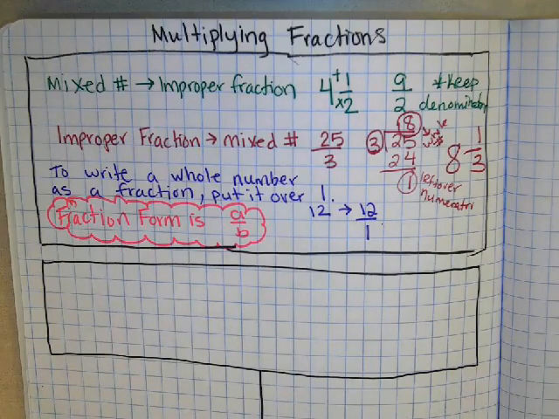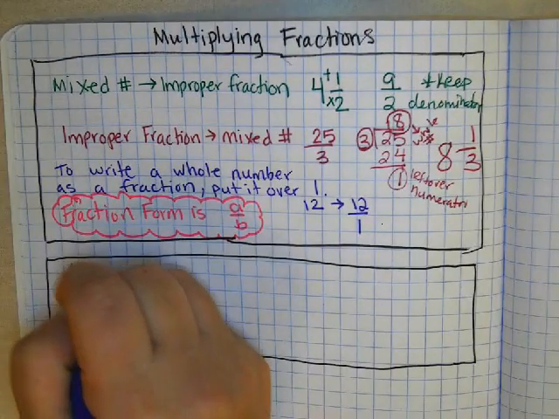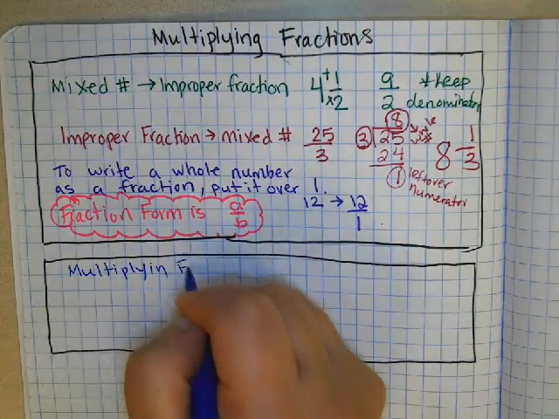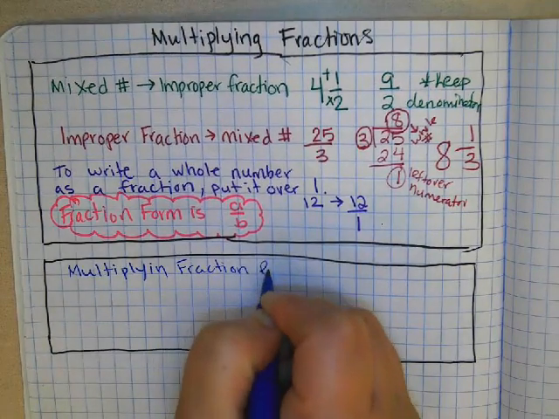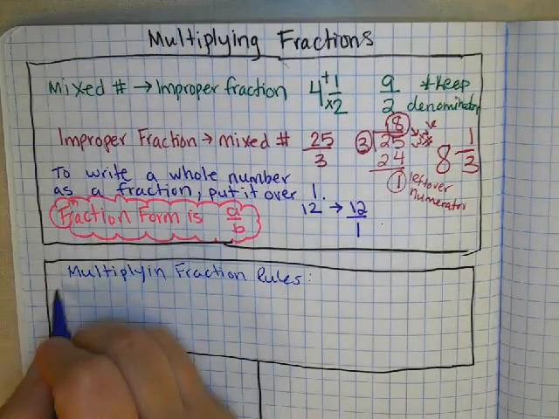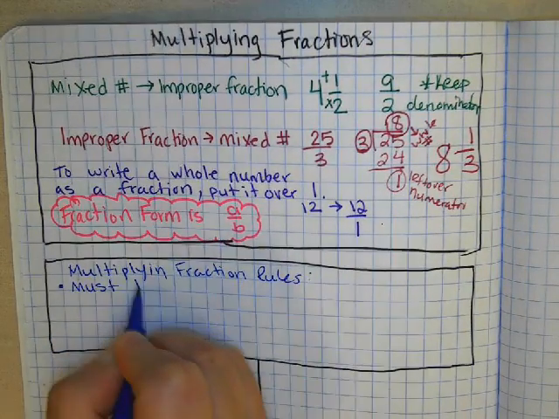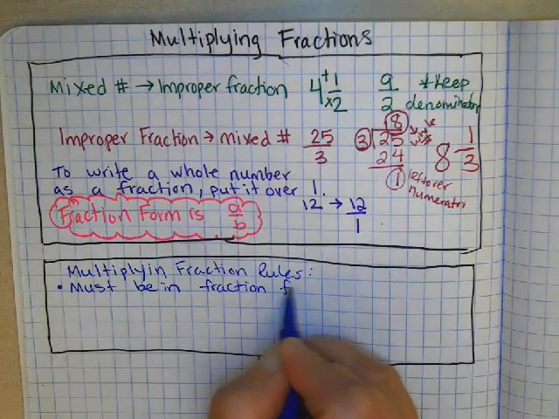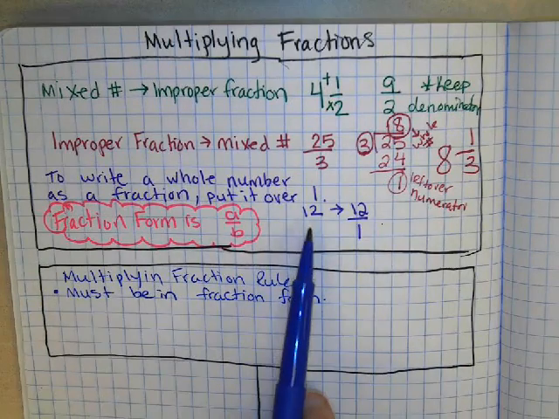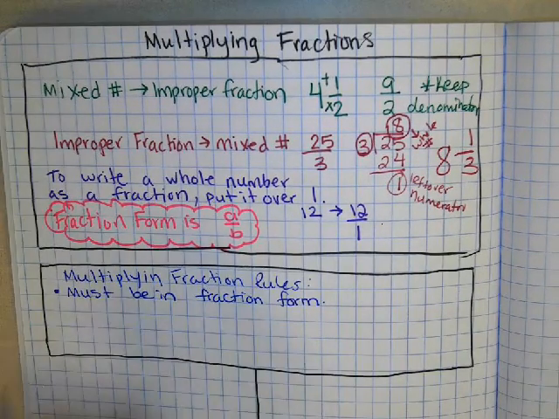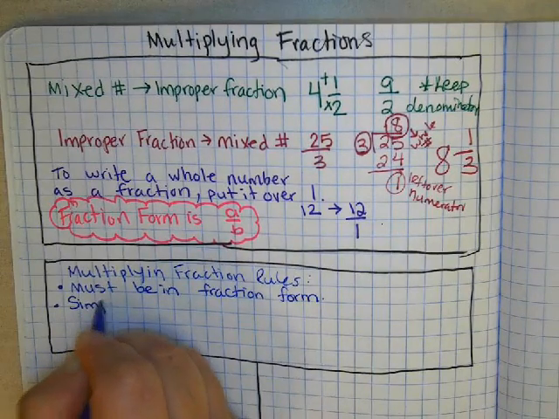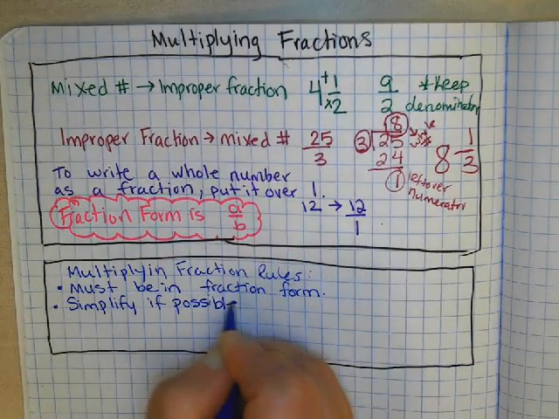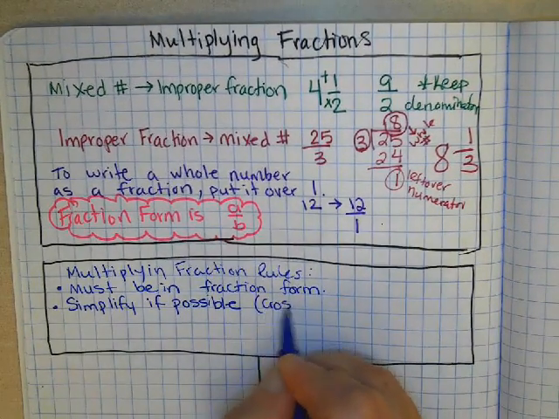Now we want to learn our rules for multiplying. So I'm going to write 3 rules we must do in order to multiply fractions. One, it must be in fraction form. So that means we can't multiply with just 12. We got to put it 12 over 1. Two, you want to simplify if possible. This is where you're going to use cross simplification.